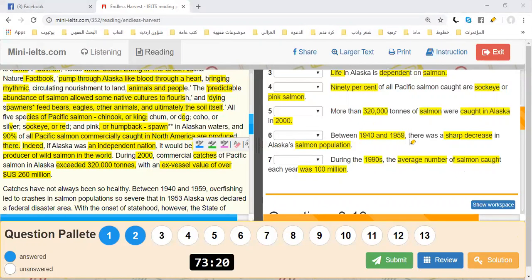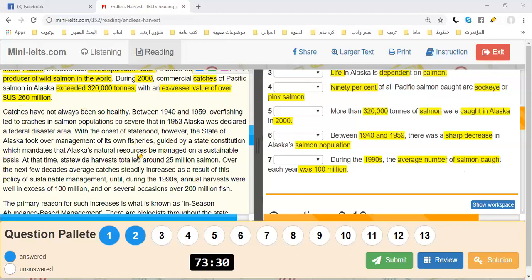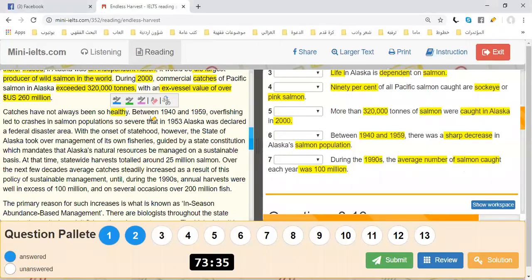Between 1940 and 1959, there was a sharp decrease in Alaska salmon population. So we are looking for this period of time, okay? So let's continue reading. Catches have not always been so healthy. Between 1940 and 1959, this is the period that I am looking for. Overfishing led to crashes in salmon populations so severe that in 1953, Alaska was declared a federal disaster area.